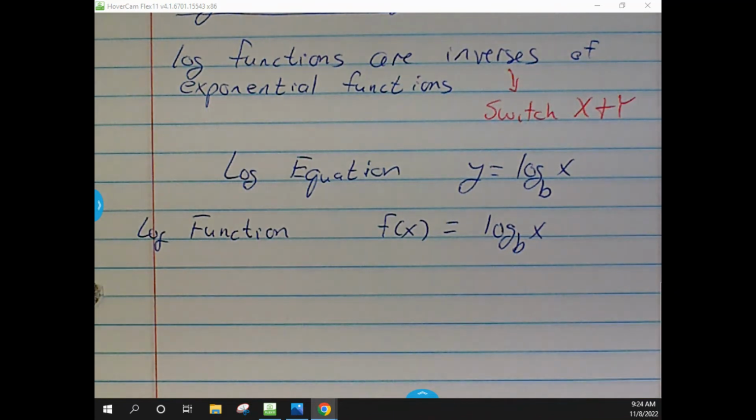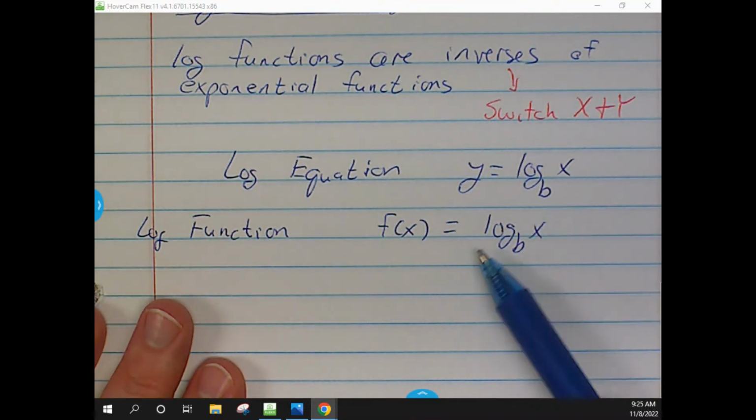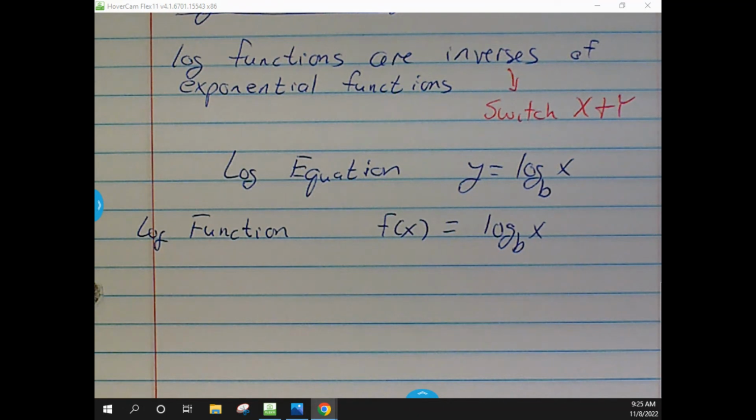Okay, and again, there's really no difference. It's y equals, it's f of x equals. It's still the same thing. The main thing is you're working with this part over here. That's log of x base b, or again, it could be log b of x or something. So it could be log 4 of x or something like that.